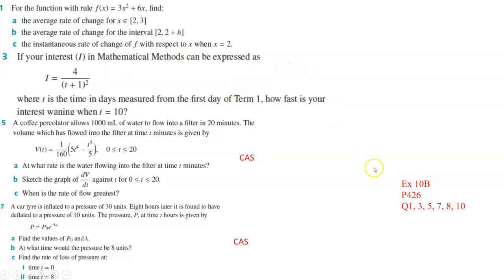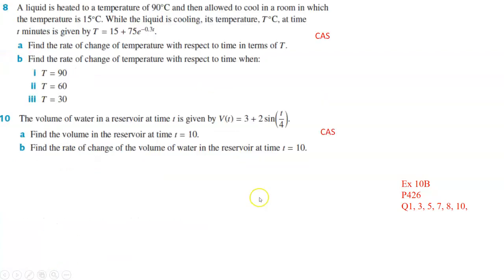So have a go now at these questions here. Sorry, I clicked forward a bit too quickly. You should be able to do 1 and 3, for example, without a CAS. It would be a good idea for you to have a go at this. Questions 5 and 7 and 8 and 10, I would thoroughly recommend CAS usage. Pause the video while you do this.